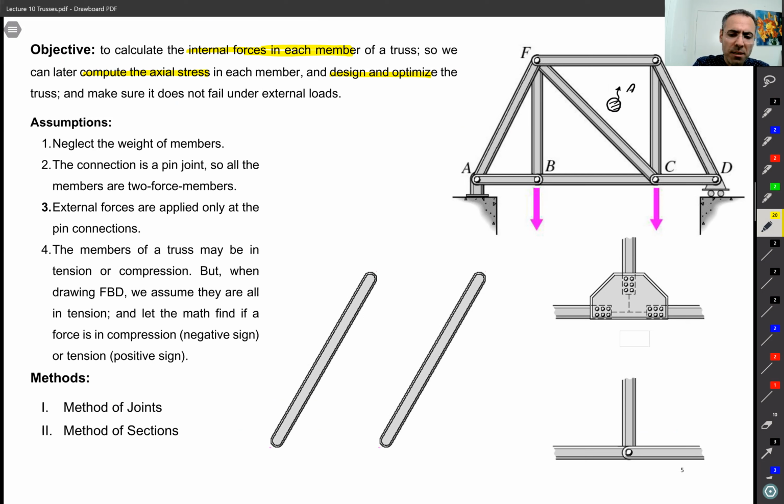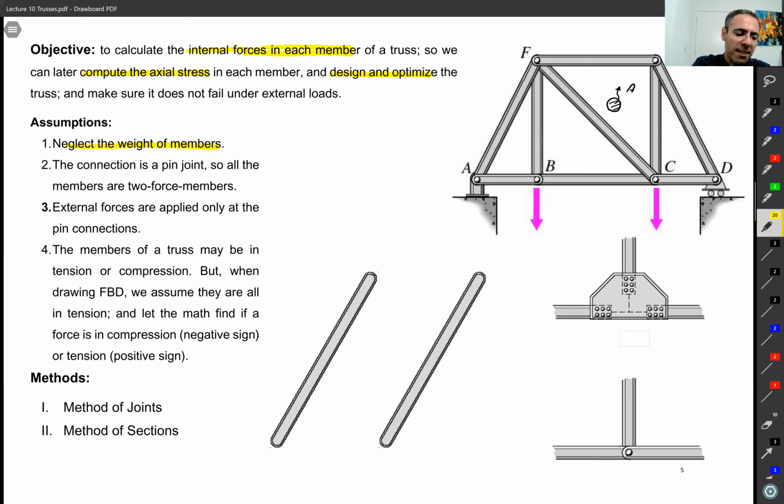So we have four main assumptions. The first one, we neglect the weight of members. Again, that's a safe assumption, because compared with the large weight of the whole truss and the external loads, the weight is so small for each member that we can neglect it.